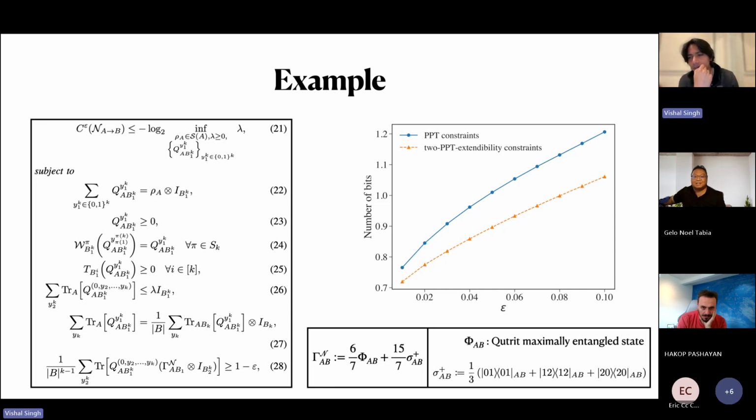I think for 3-extendability, each point would be like 60 seconds. But for 2-extendability, for this particular plot, everything was within 2 seconds. Finding each point was within 2 seconds. Okay, so that's not too bad.